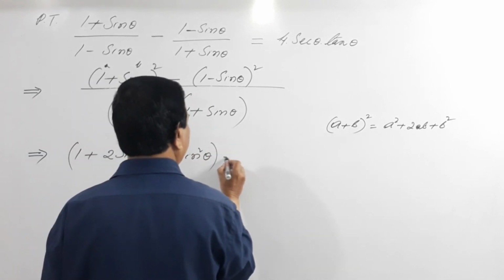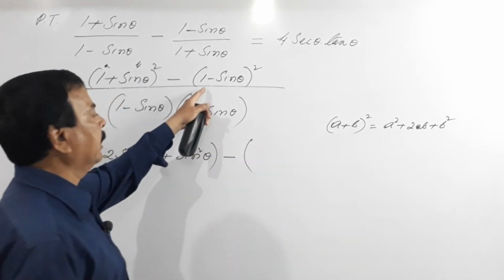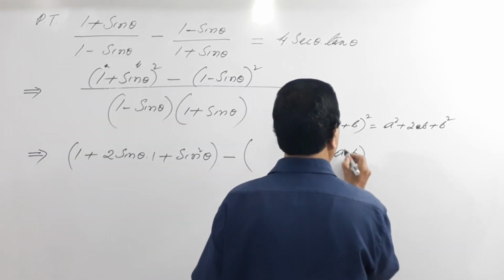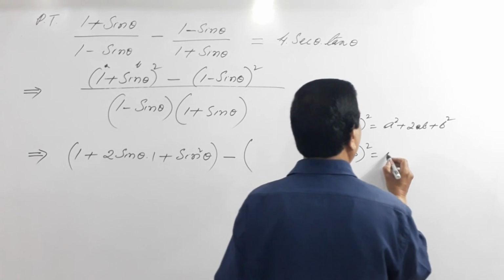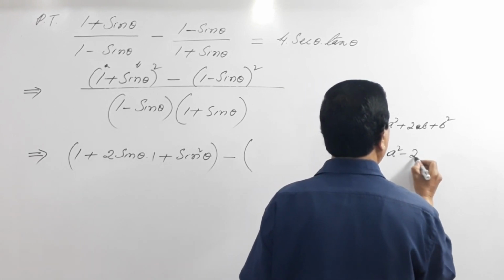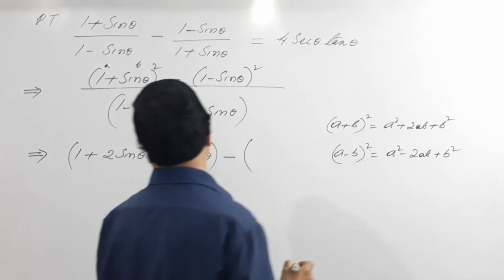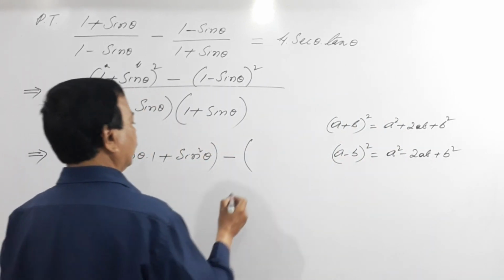There is a minus sign, put the minus sign. So again this is a minus b. (a minus b) the whole square equals a square minus 2ab plus b square. So what does this become?